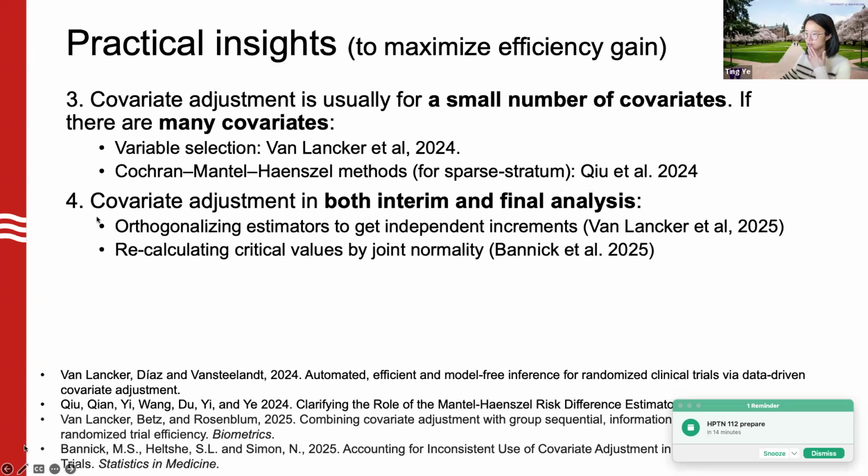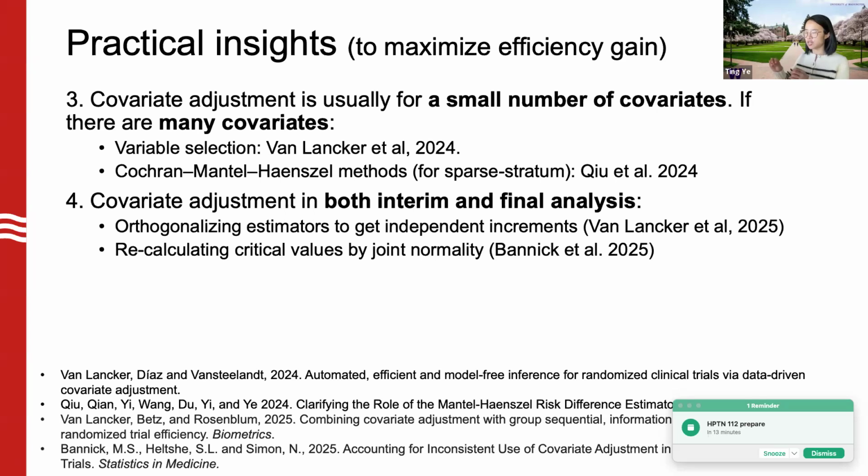And finally, the covariate adjustment methods can be done in both interim and final analysis. Doing it in the interim analysis is recommended because if we have more power from the covariate adjustment methods, then it's more likely to declare efficacy in the interim analysis. So there's potential to stop the trial earlier.